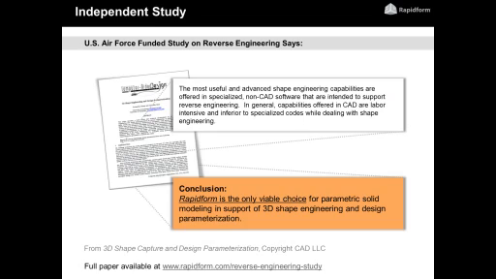This document was generated unbeknownst to us, but it conclusively states that Rapidform is the only viable choice for parametric solid modeling to support 3D shape engineering and design parameterization. Very strong statement. Again, this was unbeknownst to us. This was presented to us. It was also looked at with other devices and other systems available in today's current market, to support reverse engineering in that particular field. This page, if you'd like to read it in full, is available at our website at rapidform.com. If you look at reverse engineering, if you just go into rapidform.com and nose around a little bit, you'll find it pretty quick.